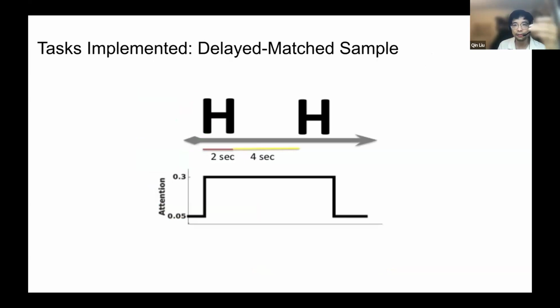Okay, so delayed match to sample task again. So this was the task I simulated in that paper. First, a very simple image will show up to the model for 2 seconds. And then after 4 seconds, a new image will show up, and the model needs to determine whether this one is a match or a non-match of the very first image.